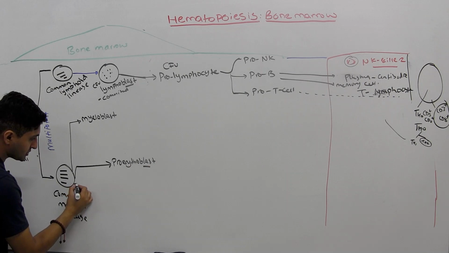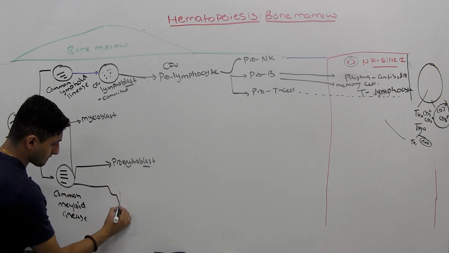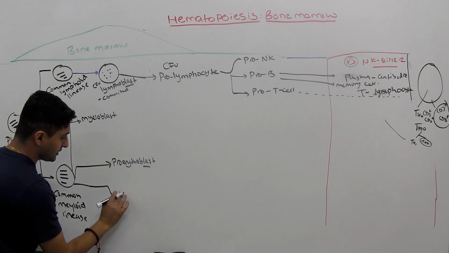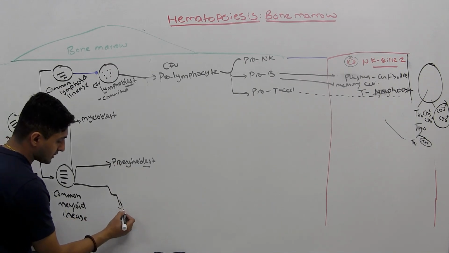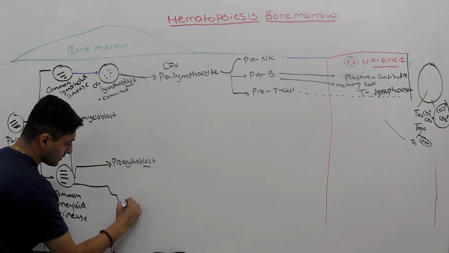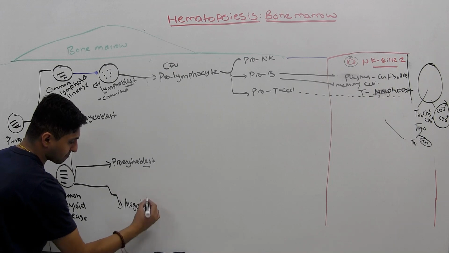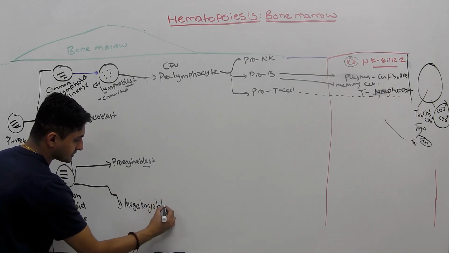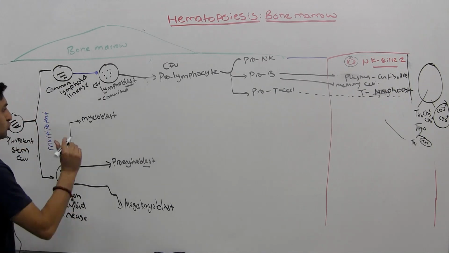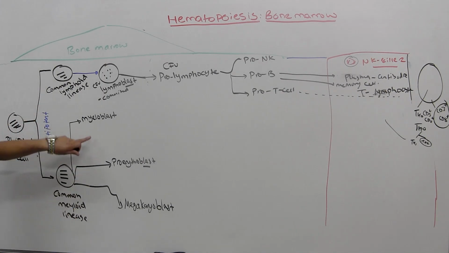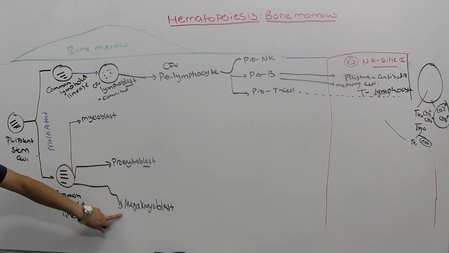And the other one is obviously going to be, we'll make this our another one, and we'll draw the diagrams of this one too. And it's going to be the megakaryoblast. All right. Now, so it is giving rise to three different things. One is the myeloblast, the proerythroblast, and also the megakaryoblast, right?